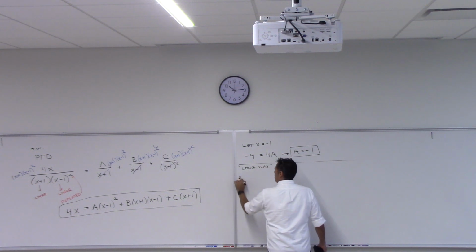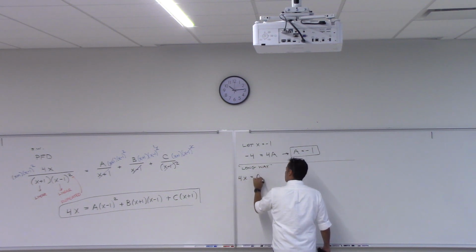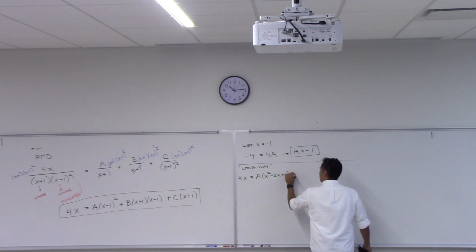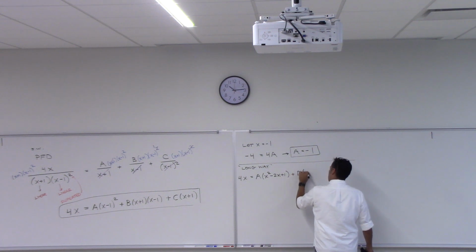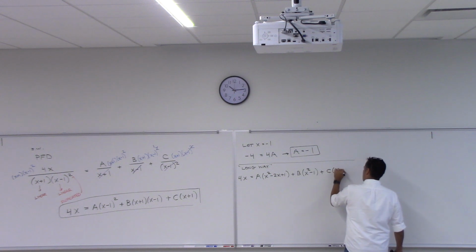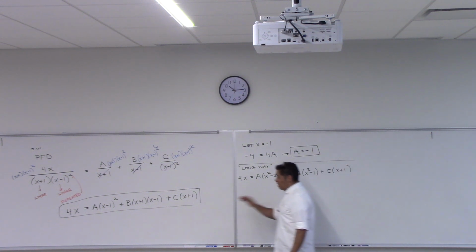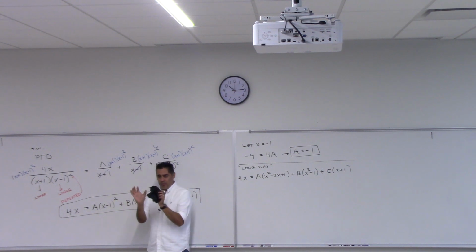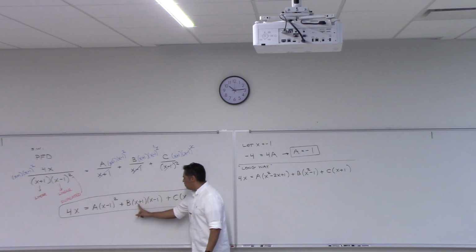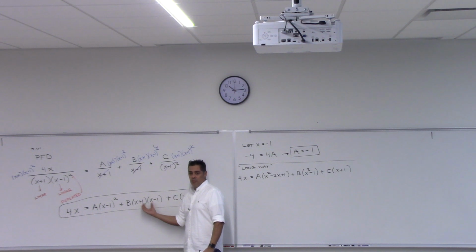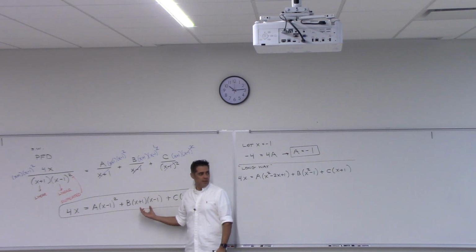4x equals x squared minus 2x plus 1 plus b times x squared minus 1, and then plus c times x plus 1. The only thing I did here is I did x minus 1 squared. I did it in my head. X minus 1 times x minus 1, FOIL, collected like terms. And then here I did x plus 1 times x minus 1. I FOILed that. That's actually going to turn out to be a difference of squares. Do y'all see that's just the algebra I did in that step?